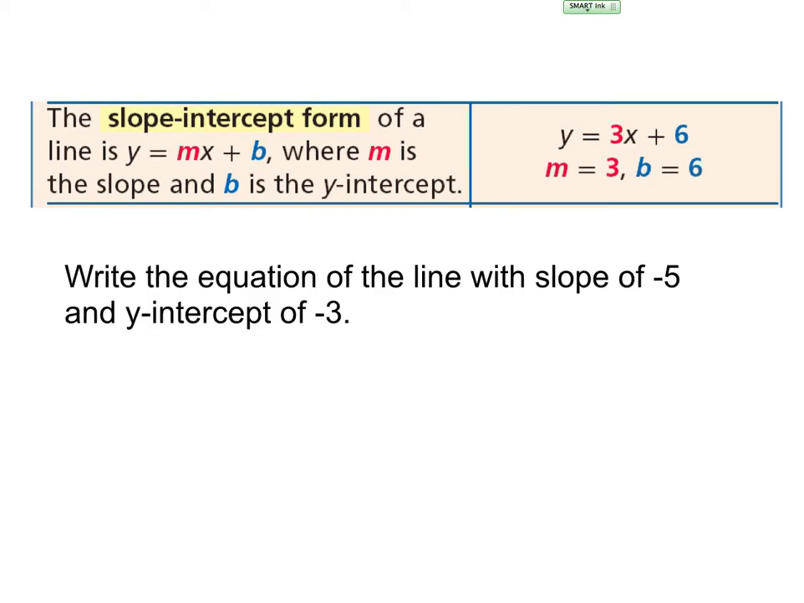Now from yesterday, you should have information about slope-intercept form. So look at your notes and write the equation of a line with slope of negative 5 and a y-intercept of negative 3. For slope-intercept form, what would that look like? What information do you put into that equation? You put in the slope and you put in the y-intercept. I told you both of them.